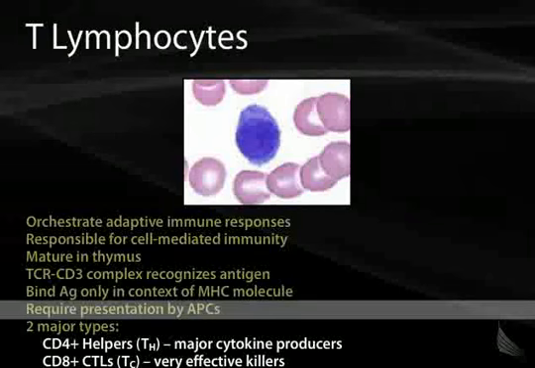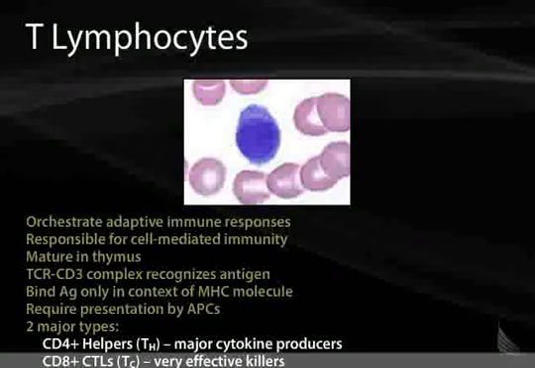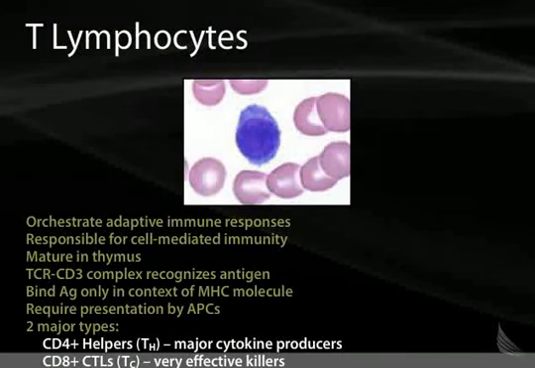An antigen-presenting cell has to break down an antigen and present a small portion of it to this TCR-CD3 complex in order for the T cell to respond. There are two major types of T cells that we concern ourselves with. One is the CD4 positive or T helper cell. These cells are involved in producing cytokines that are involved in differentiating or making a specific immune response. And the CD8 positive or cytotoxic T cell lymphocytes are involved in killing cells that have either been infected or are cancerous.